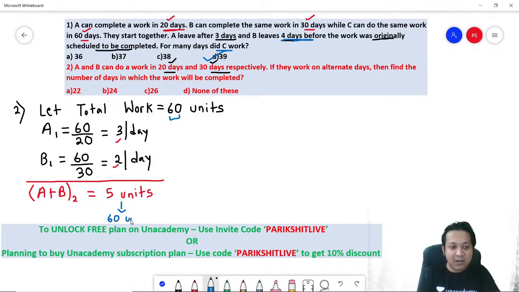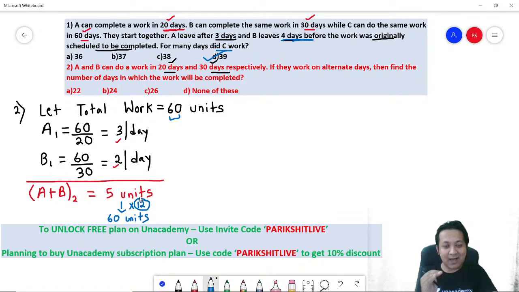Because for the entire work to get completed, 60 units have to be completed, right? So if 5 has to become 60, logically you need to multiply 5 with 12. If you multiply with 12, it'll become 60 and that's what you need. So think about it. Right hand side of the equation, if you multiply with 12, left hand side of the equation also will multiply with 12.